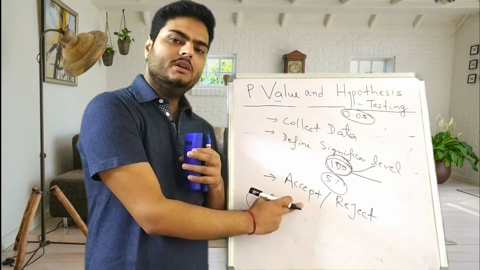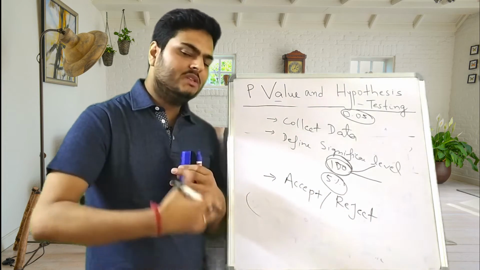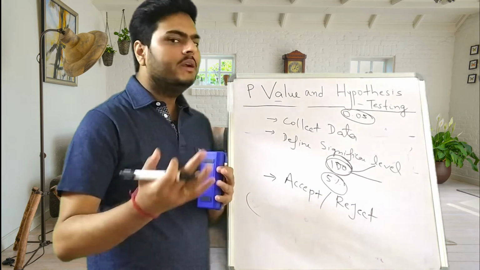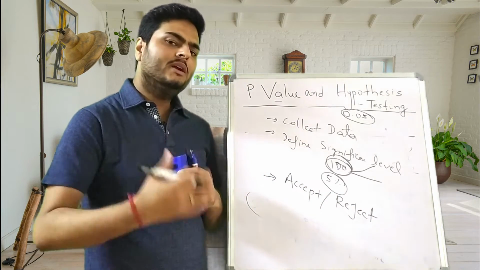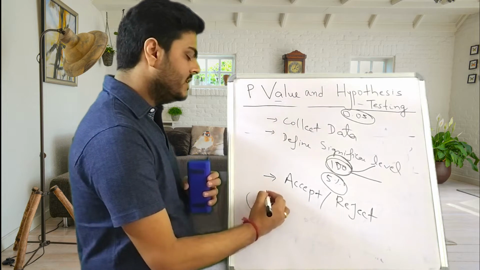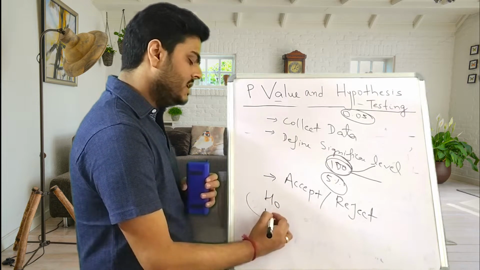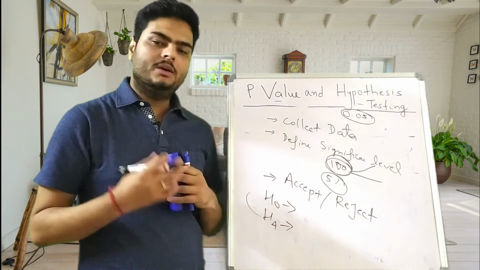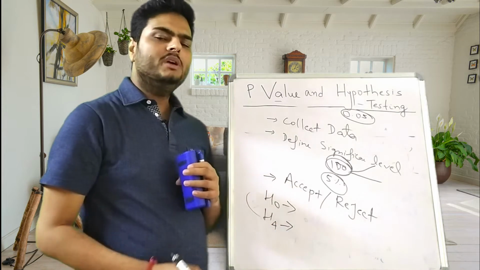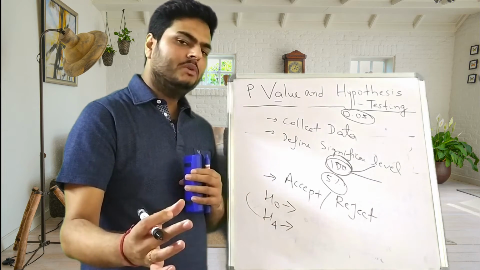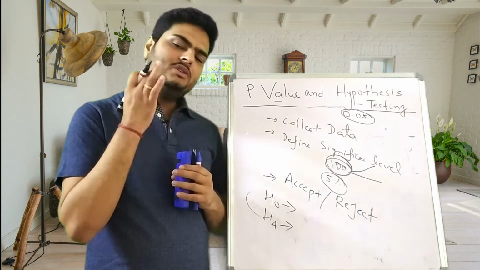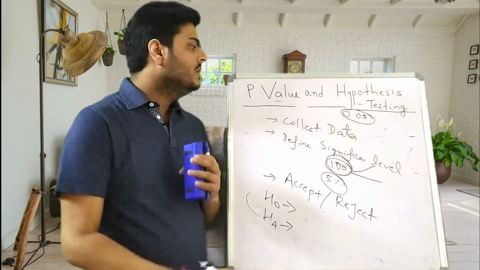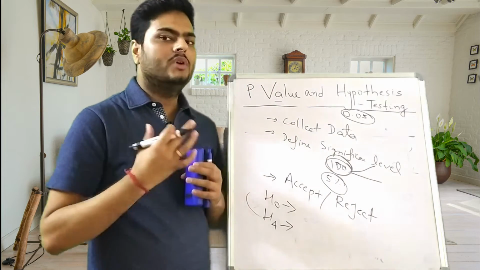The meaning of accepting the null hypothesis is you accept what has been said as null hypothesis. The meaning of rejecting is you accept the alternate hypothesis. So what will be the alternate and null hypothesis? By definition, they are written as H0 and HA. H0 stands for null hypothesis and HA stands for alternate hypothesis. In our case, H0 will be GDP is same before pandemic and after pandemic. HA will be GDP is not same before pandemic and after pandemic. That is how, at a high level, p-value and hypothesis testing works.